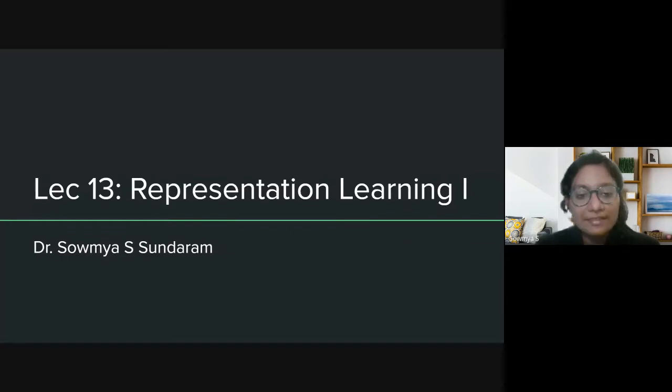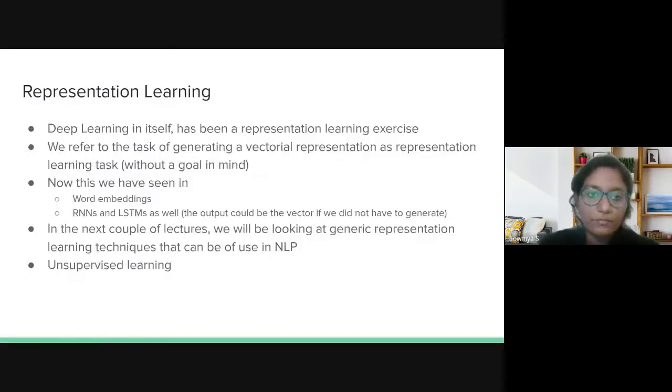And we'll be seeing in the next three lectures, representation learning 1, 2, and 3, how deep learning is used to generate vectorial representations that have some semantic value. So let's get started. Now, if you remember in the first class, we saw that deep learning itself is a representation learning exercise. We saw examples of representing numbers in Arabic numerals and in Roman numerals, and how the Indo-Arabic numerals were far more accessible for mathematical operations, and so on.